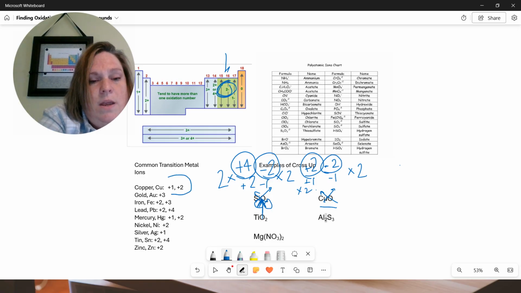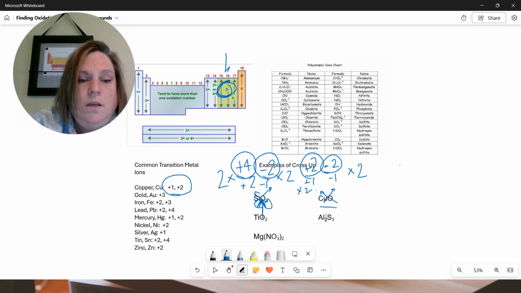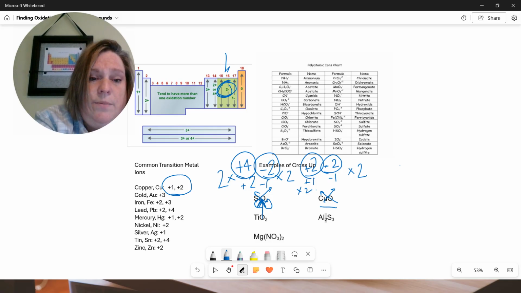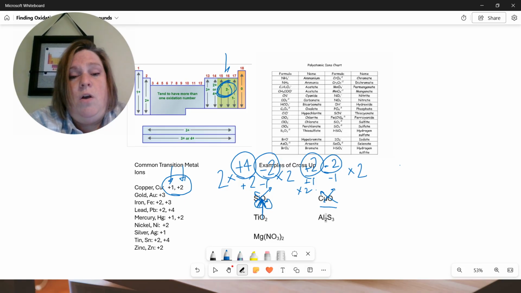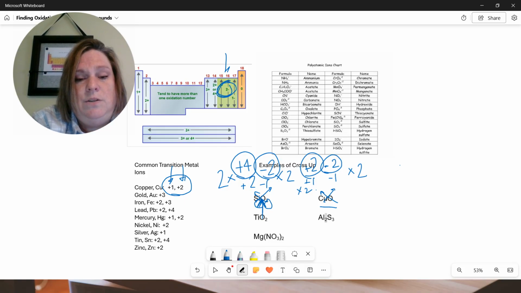This is a common mistake students make. They assume that since the subscripts are 1, that it's going to be copper 1, but indeed it is not. It is copper 2. And so that cross-up method will allow us to clarify which one it is.